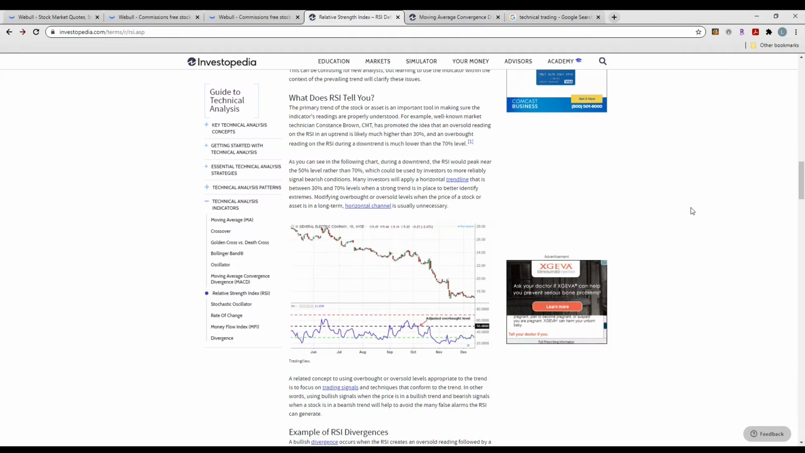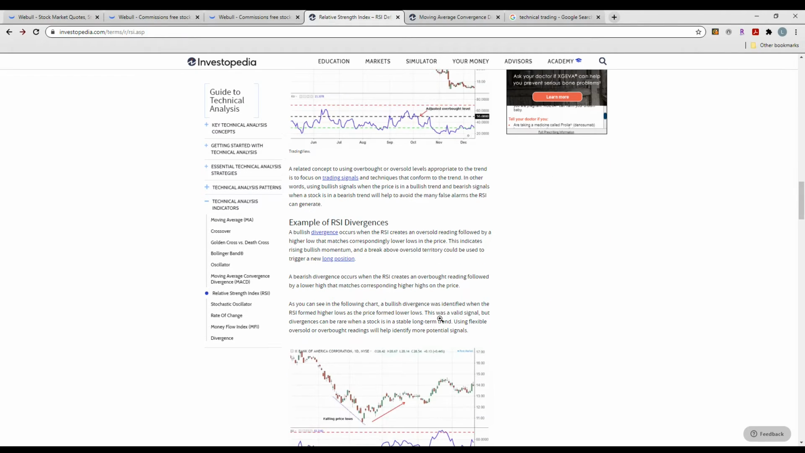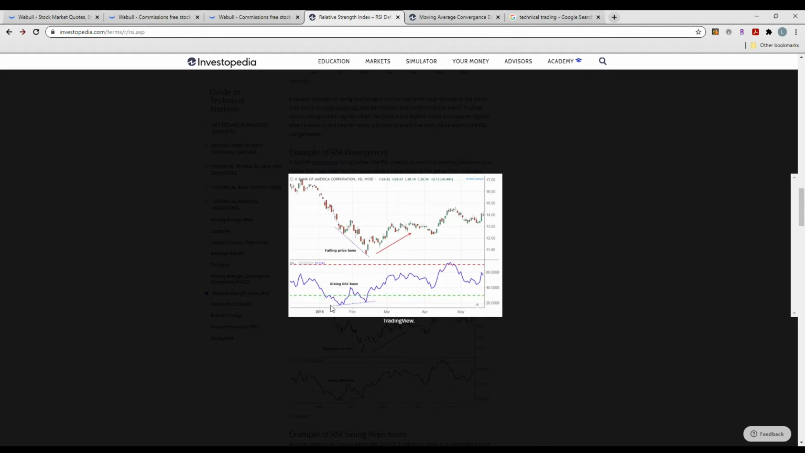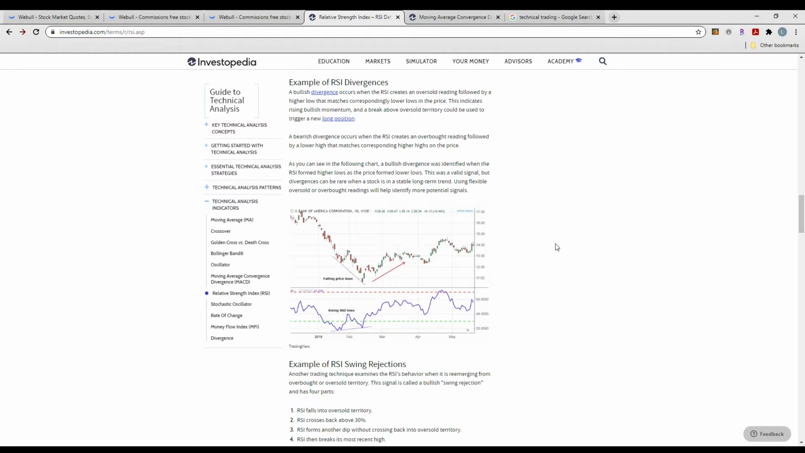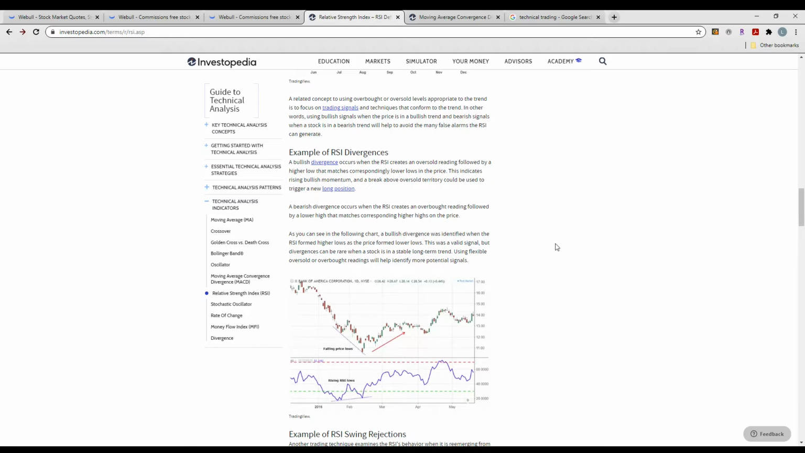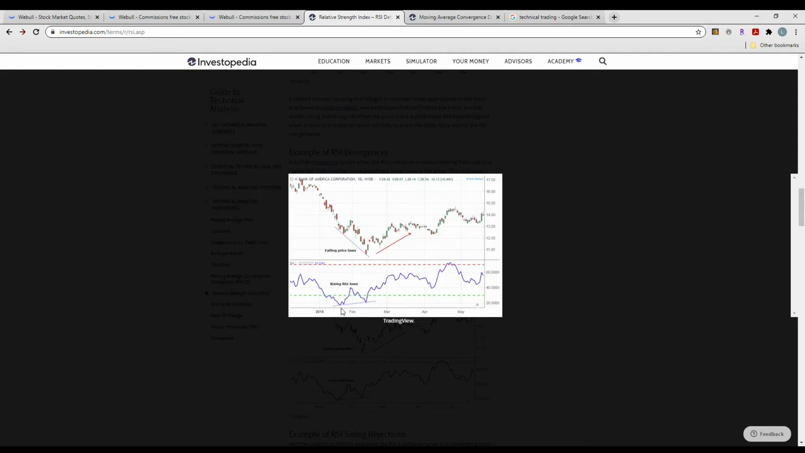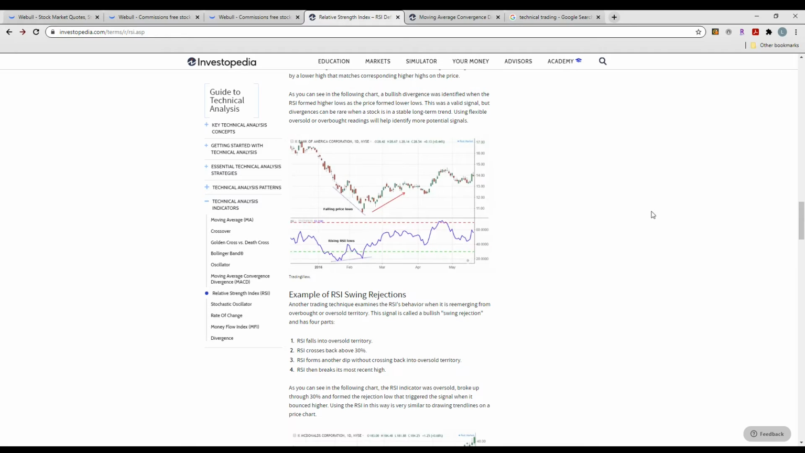Let's talk about some RSI divergences. A bullish divergence occurs when the RSI creates an oversold reading, followed by a higher low that matches correspondingly lower lows in price. This indicates rising bullish momentum in the stock price and a possible trading signal to trigger a new long position. A bearish divergence occurs when the RSI creates an overbought signal followed by a lower high that matches correspondingly higher highs in the price. This is indicative of bearish momentum and a possible trading signal to go short. And as you can see here, this chart of Bank of America shows a bullish divergence.